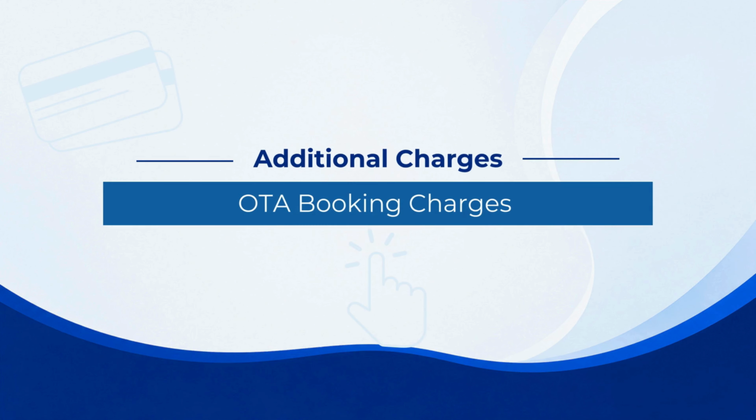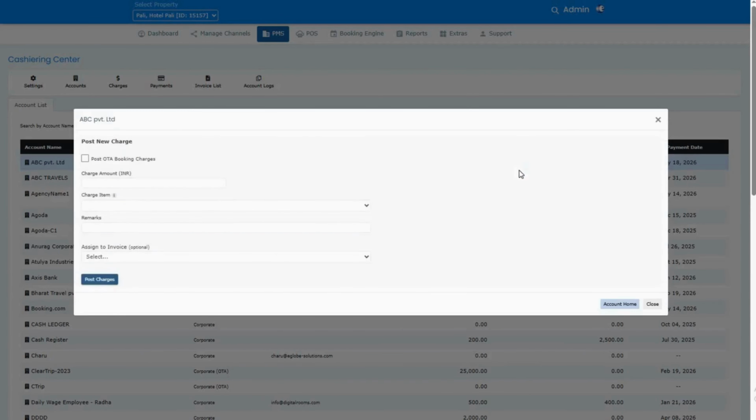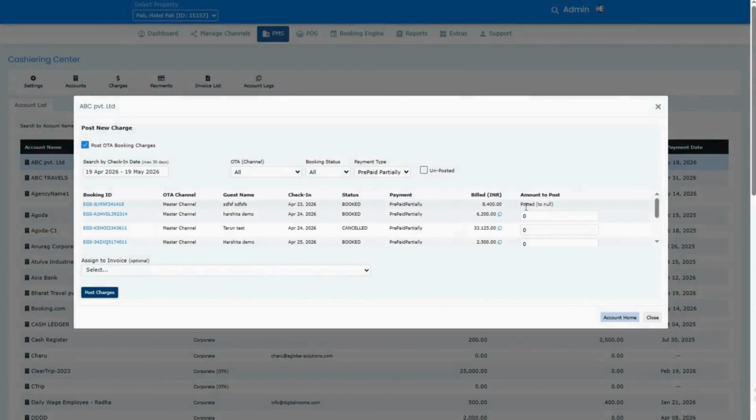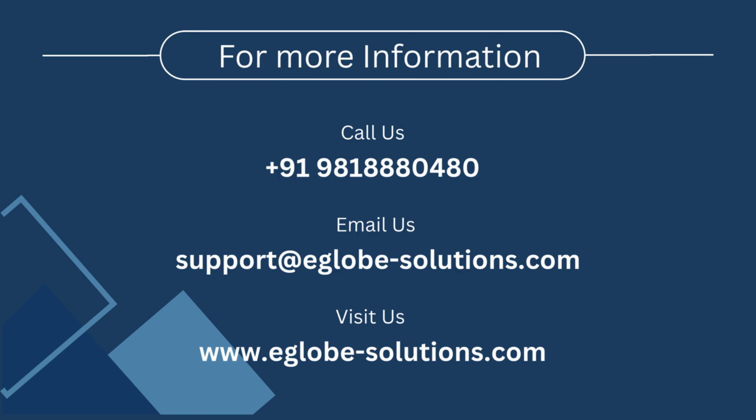You can even add OTA booking charges from City Ledger. Select the OTA booking charge. Fill in the required details. Assign it to an invoice. Post the charges. Once that's done, just follow the same steps to manage your invoices and payments. Simple, fast, and all in one place.